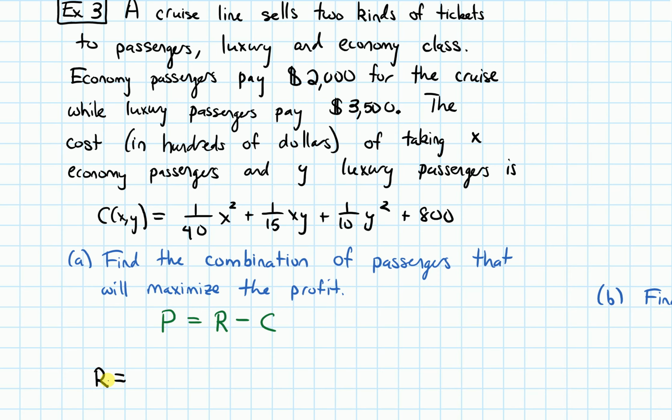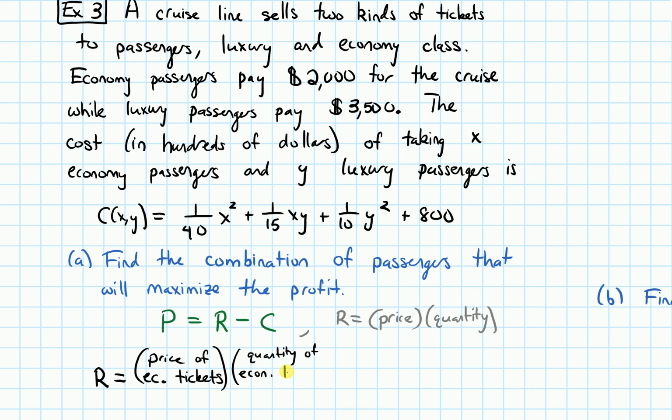For revenue, we're getting revenue from economy passengers, and we're getting revenue from luxury passengers, based off of how many of each there are. So in general, remember that revenue is price times quantity. But in this case, there's two types of price. There's the price for economy tickets and there's the price for luxury tickets. So I'll have to take into account the price of economy, which I'll abbreviate EC, times the quantity of economy tickets, and then plus do the same thing with luxury tickets.